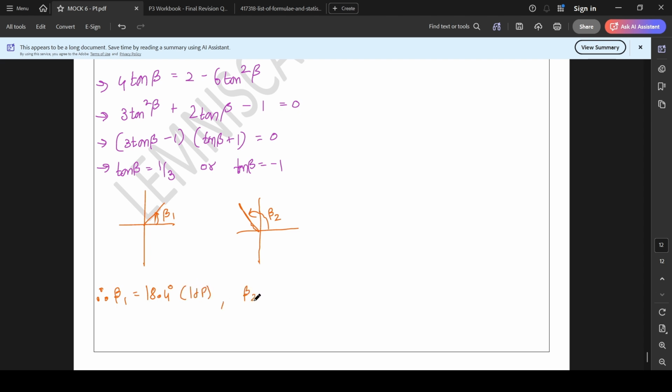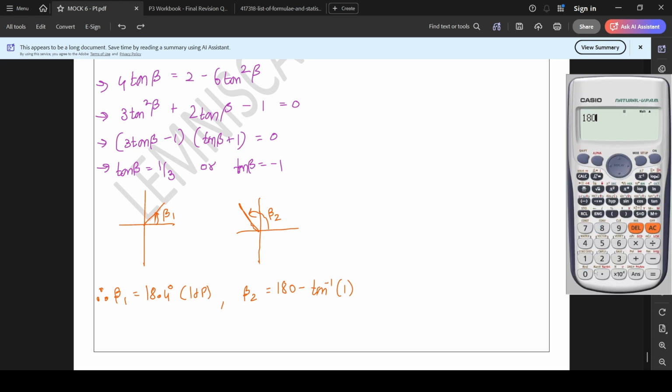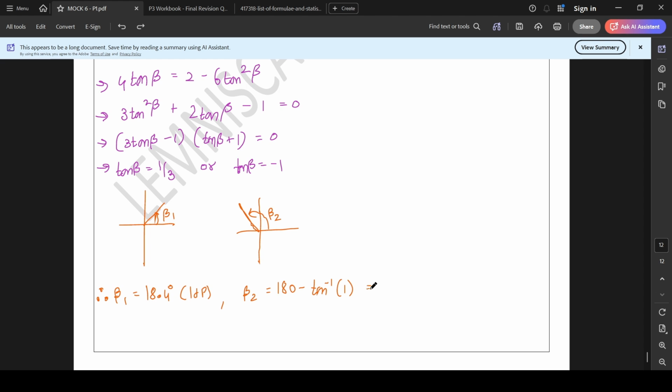And my beta 2 will come out as 180 minus tan inverse of 1. Tan inverse of 1 is nothing but this angle over here. So I'll get 135. 180 minus tan inverse of 1 is 135 degrees. So from here I know what is my beta 1 and beta 2. There are no other possibilities in between 0 to 180 degrees for my beta values.